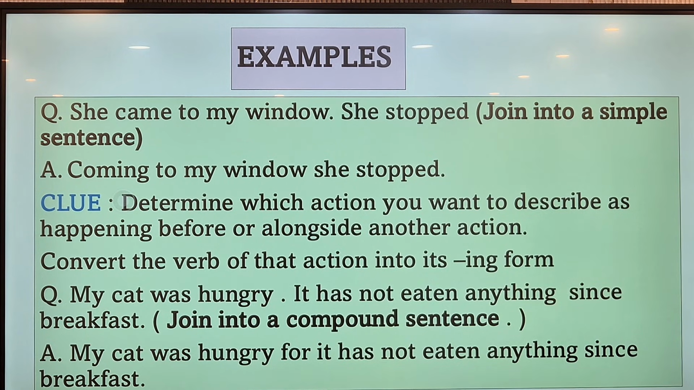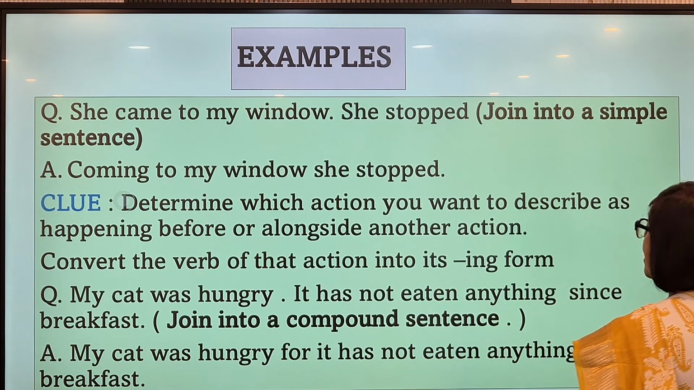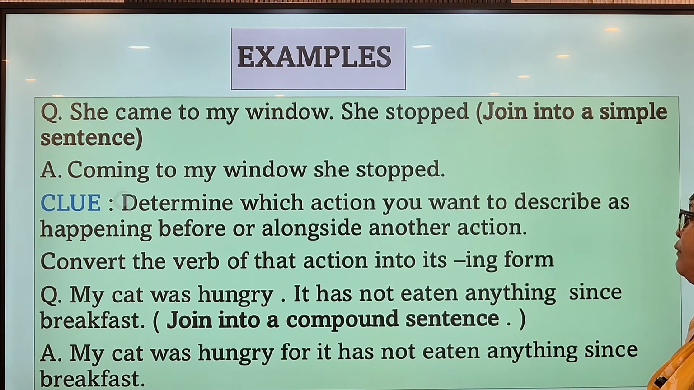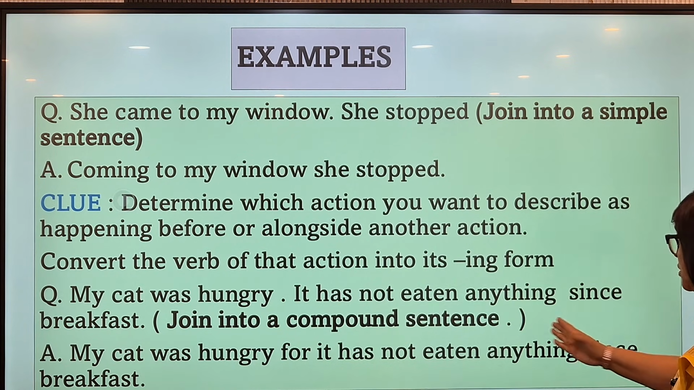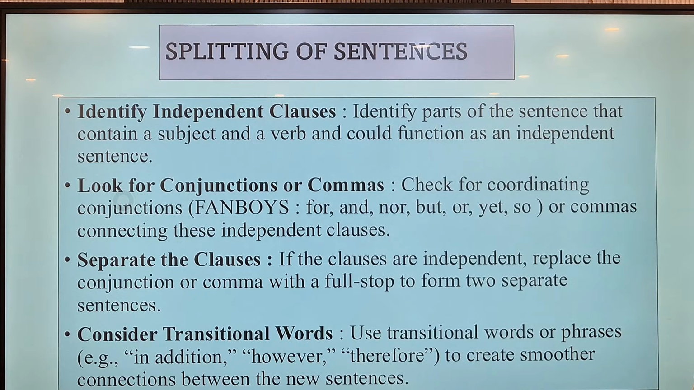And then the second one, my cat was hungry. It has not eaten anything since breakfast. This has to be joined into a compound sentence. So, my cat was hungry, for it has not eaten anything since breakfast. So, here we are joining with for. What is the reason of the cat being hungry? That it has not eaten anything since long. So, we are using a coordinating conjunction here to join the sentence.